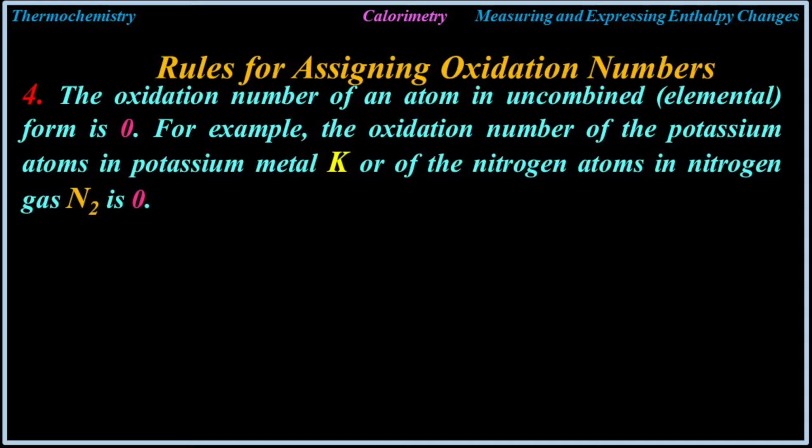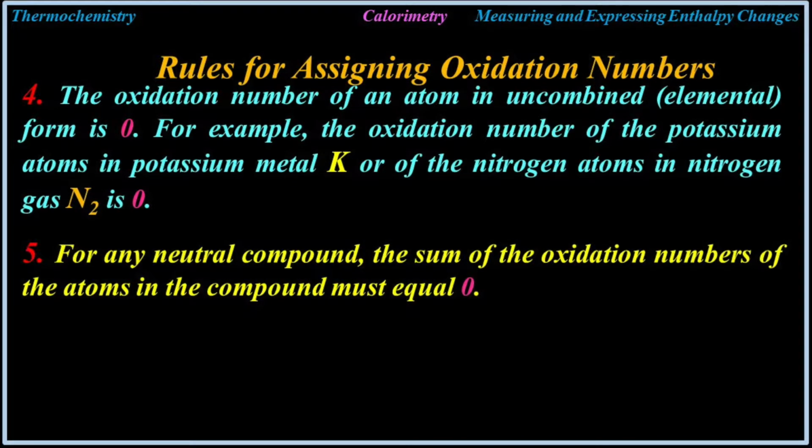The oxidation number of an atom in uncombined elemental form is 0. For example, the oxidation number of the potassium atoms in potassium metal, K, or of the nitrogen atoms in nitrogen gas, N2, is 0. So that's easy. Uncombined, raw, 0. For any neutral compound, the sum of the oxidation numbers of the atoms in the compound must equal 0. Always, always, always.